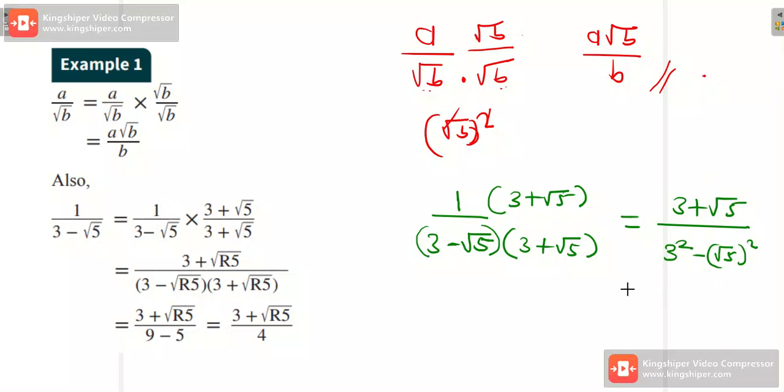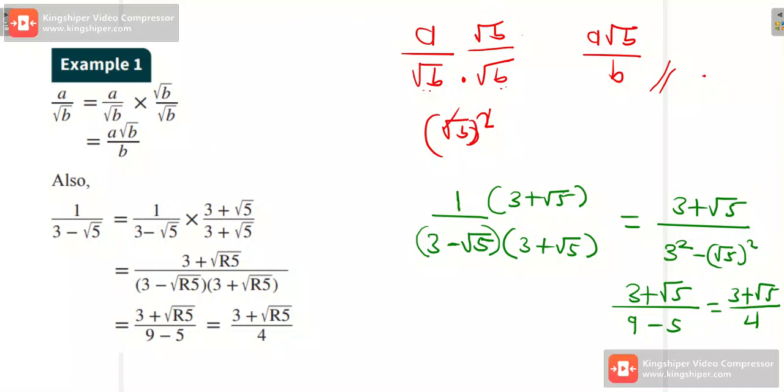So we have 3 plus root of 5 all divided by 3 squared, which is 9, then root of 5 squared is 5. So we are having 3 plus root of 5 all divided by 4. And that is the final answer: 3 plus root of 5 all divided by 4.